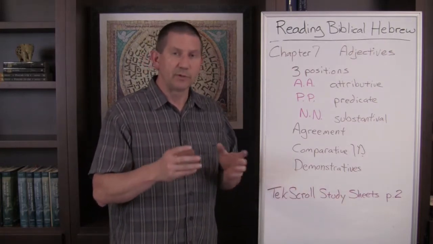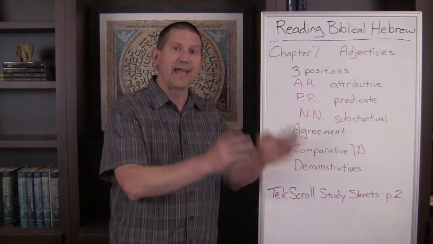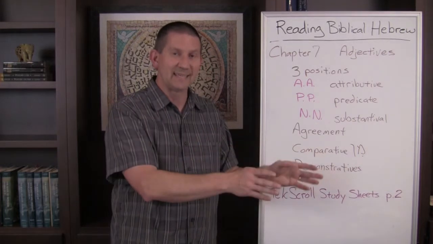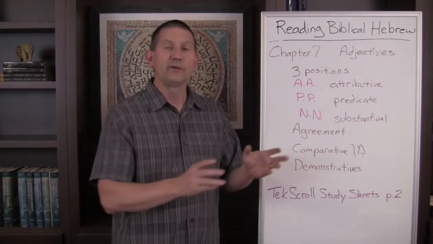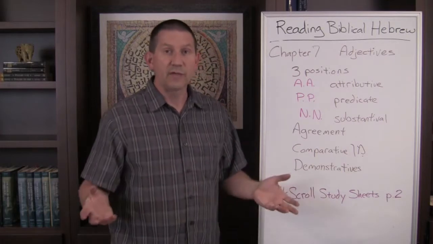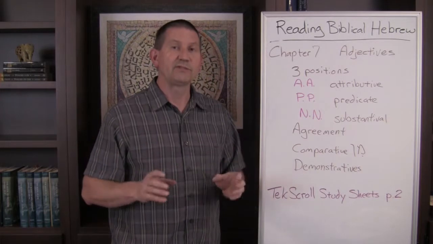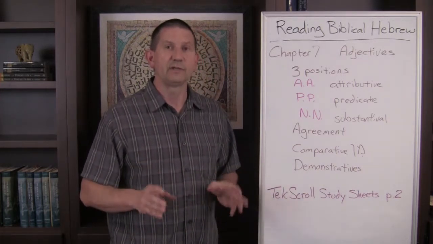So we have a couple little memory devices. You say AA for attributive is after. PP for predicate precedes. And NN is for as a noun when there is no noun, because there's no noun really to agree with for substantival. The substantival adjective takes all the characteristics that the noun would have if the noun had been there in the sentence.